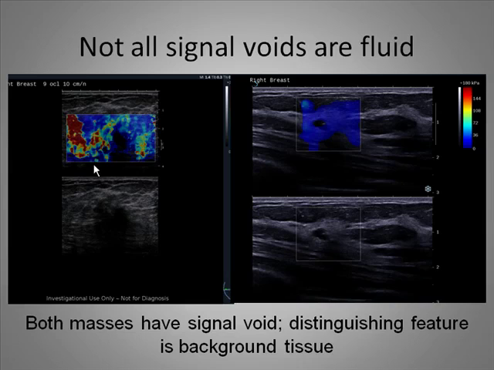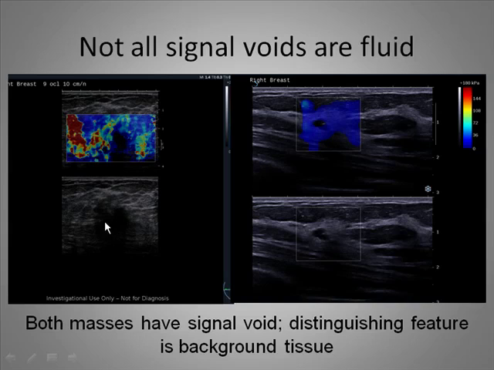Not all signal voids are fluid. On the left is an irregular hypoechoic mass with intense acoustic shadowing, and the elastogram shows a large area of extremely stiff tissue with a central signal void in the mass itself. We're not exactly sure why there is a signal void. One theory is that the center of the mass is so stiff that the shear waves propagate so fast that they're not visible to the transducer. Another possibility, notice all of the attenuation, is that there may be so much attenuation of the sound beam in the center of the mass that the ultrasound transducer cannot pick up any signal at all.